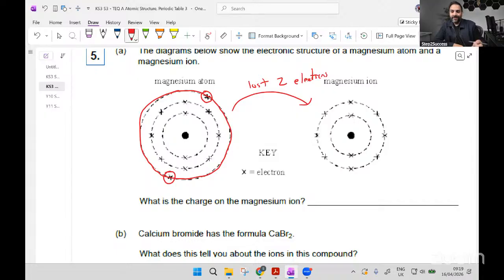If something loses two electrons, it becomes positively charged, which is sometimes awkward to remember. When something loses electrons, it's now positive, because the thing they're losing is negatively charged. As I explained to some of my younger students on Sunday, it's a bit like if you lose your worries, you're overall happier. So this has lost two negative things and it's now positive and happy.